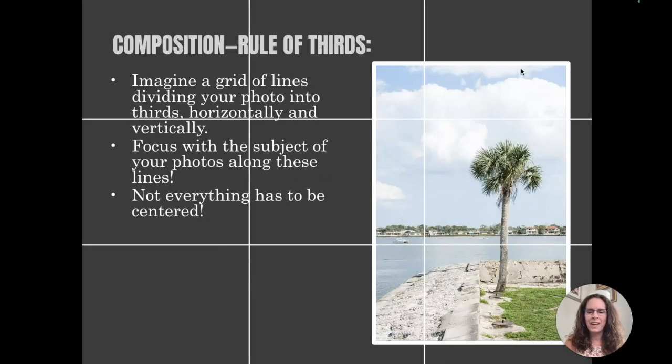So the first one is the rule of thirds. I've got on the screen here this little grid line. If you divide your space into thirds, a top third, a bottom third, a middle third, and then the same thing for the left and right, then focus your subject along one of those lines. Not everything has to be centered. We'll talk about that a little bit with symmetry and balance as well. But not every image that you have has to have the subject in the middle.